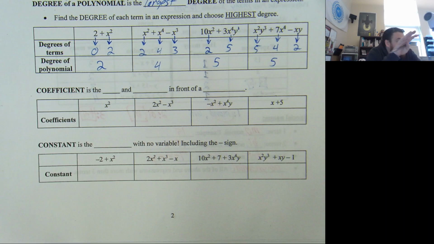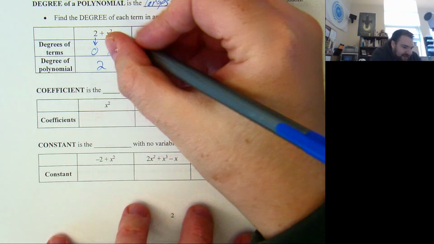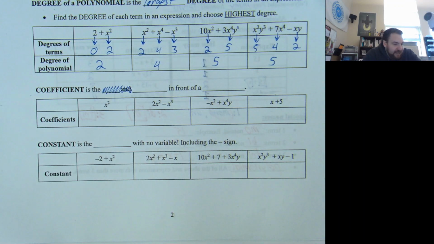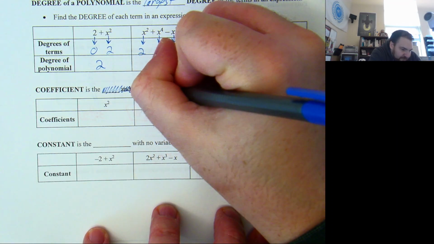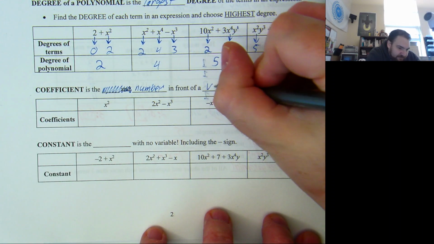Yes, the numbers and the variables are coexisting with each other. Variables have names, so it's the other piece that we call the coefficient. Scribble that off. The coefficient is the number in front of a variable.